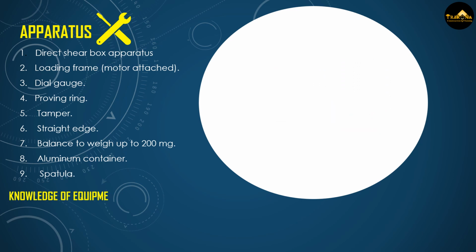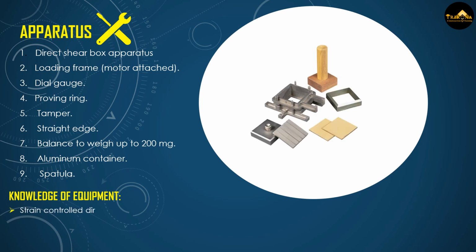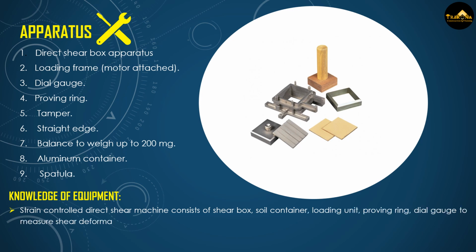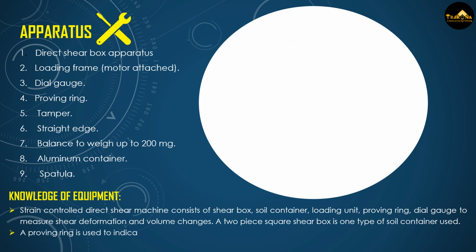Knowledge of equipment. Strain-controlled direct shear machine consists of shear box, soil container, loading unit, proving ring, dial gauge to measure shear deformation and volume changes. A two-piece square shear box is one type of soil container used. A proving ring is used to indicate the shear load taken by the soil initiated in the shearing plane.